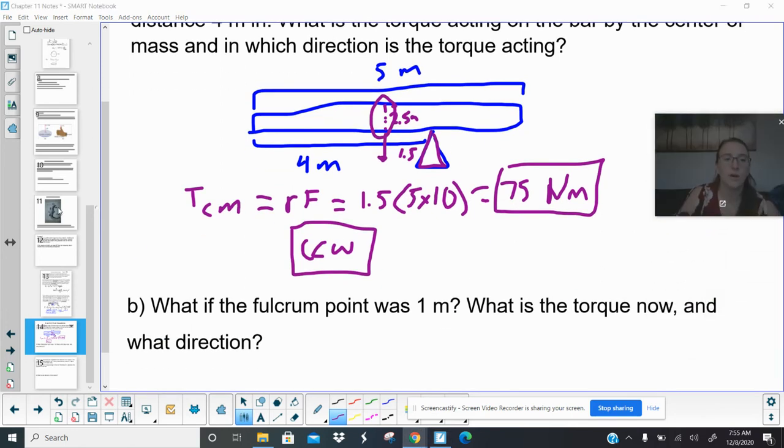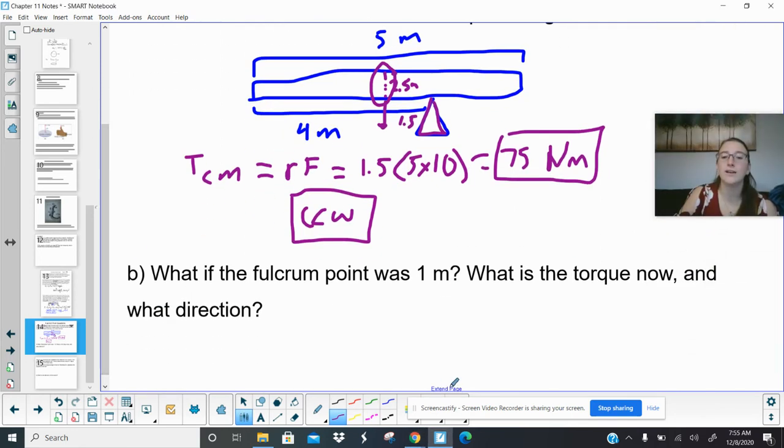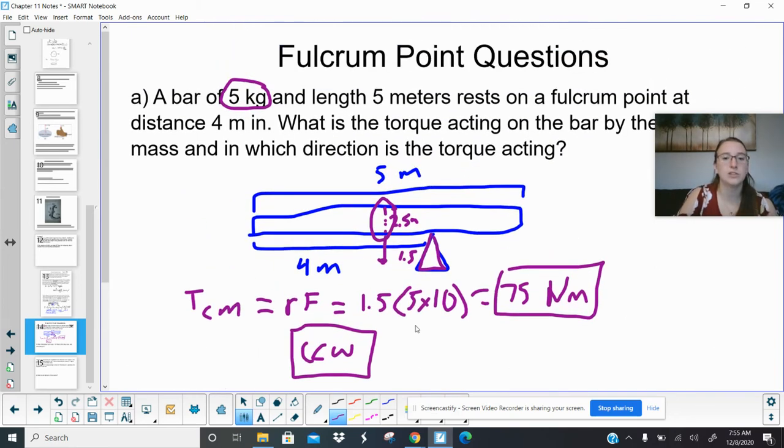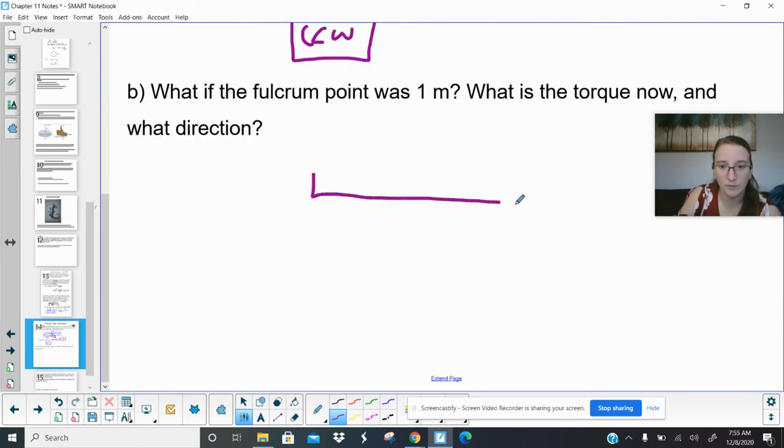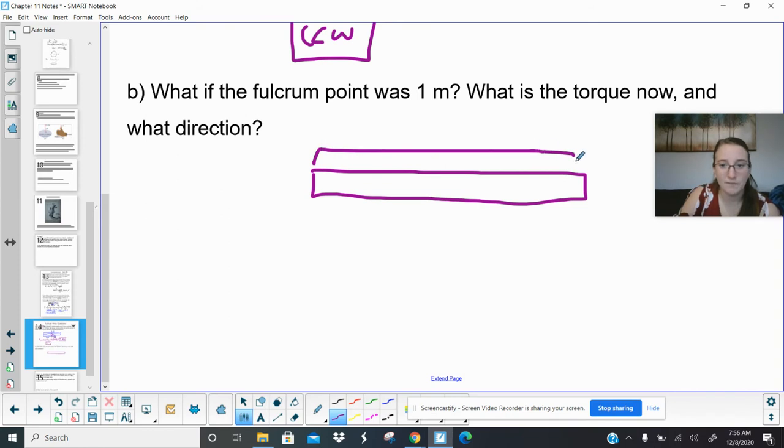Now let's do this question. What if the fulcrum point was at 1 meter? Now I meant to, no, this is right, 1 meter in. So let's draw our picture now. So we have, again, 5 meters total. The fulcrum point is now here at 1 meter in.